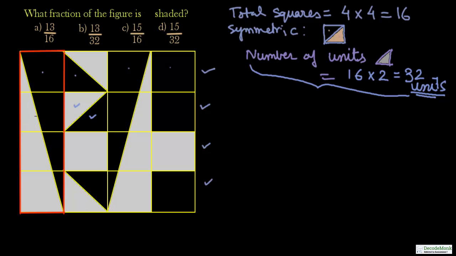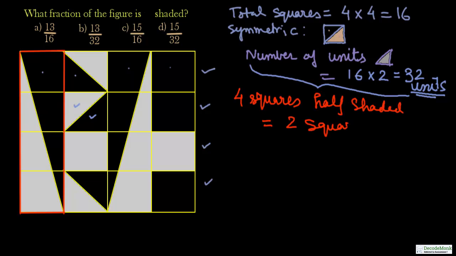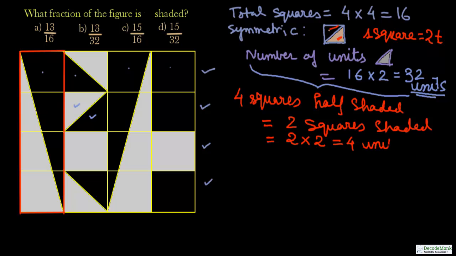So 4 squares half shaded should be equal to 2 squares shaded, and 2 squares shaded means, since 1 square equals 2 units or 2 triangles, 2 multiplied by 2 equals 4 triangles or 4 units shaded. Please rewind what I have said and look for yourself and think by yourself.